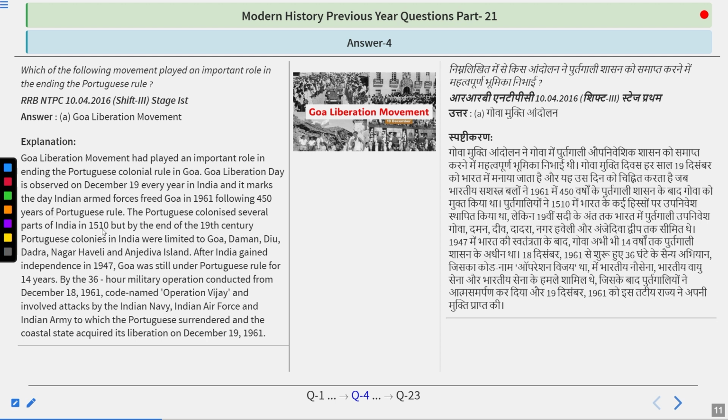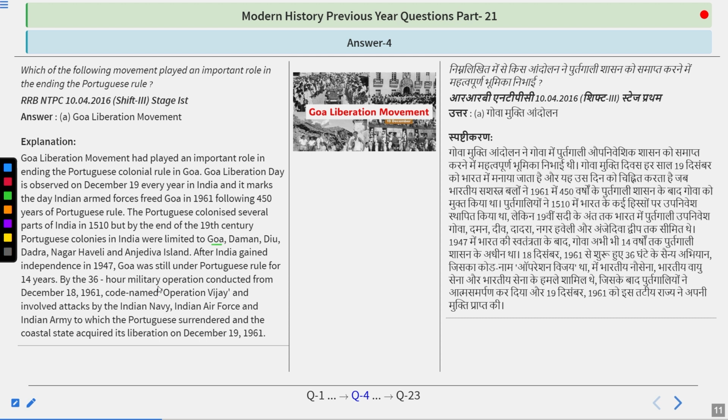The Portuguese colonized several parts of India in 1510, but by the end of the 19th century, Portuguese colonies in India were limited to Goa, Daman and Diu, Dadra and Nagar Haveli, and Anjadiva Island. After India gained independence in 1947, Goa was still under Portuguese rule for 14 years.